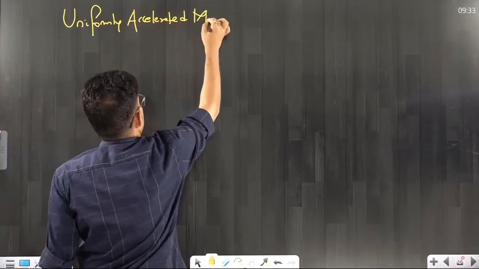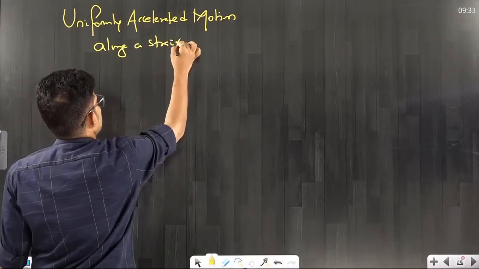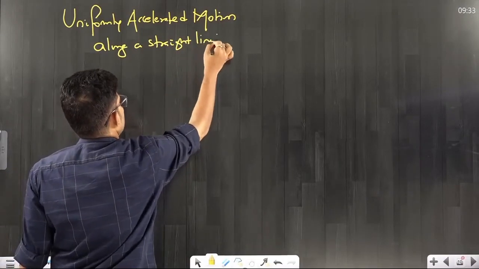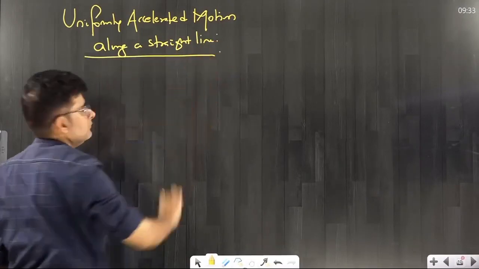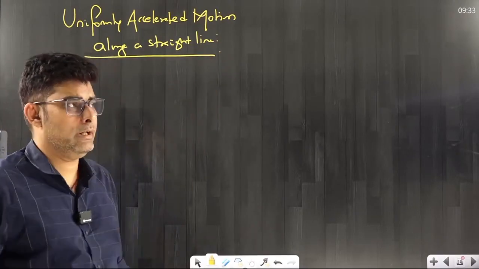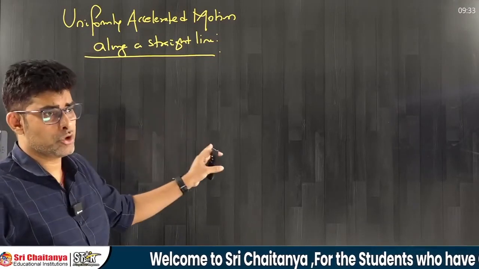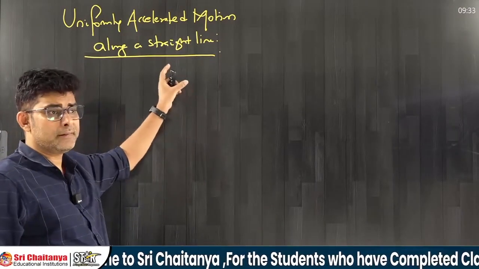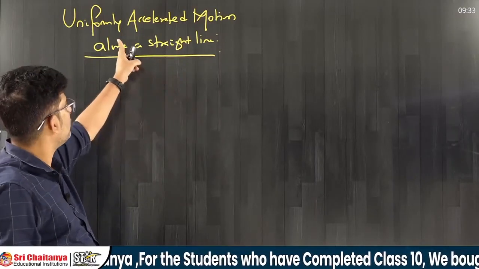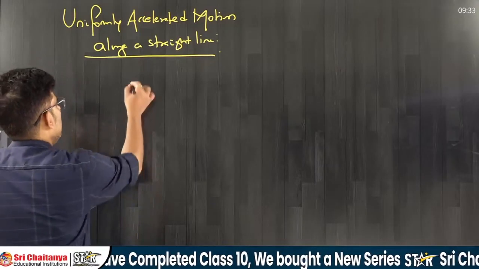uniformly accelerated motion along a straight line. Now till now we have been dealing with uniform motion where velocity was constant. Now we are talking about uniformly accelerated motion where what is constant?